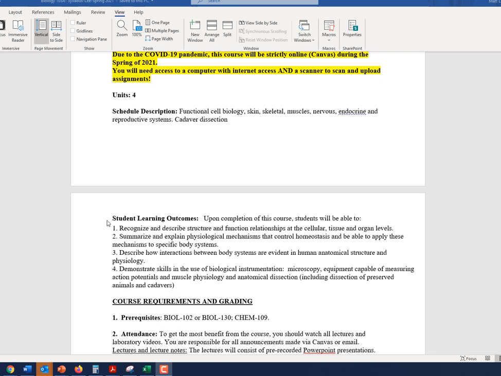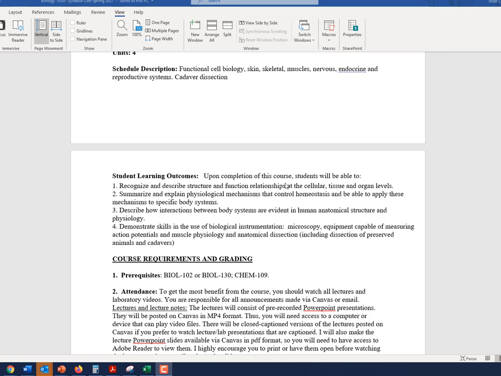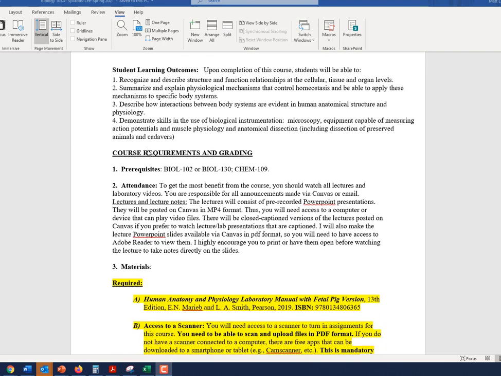So as far as the course goes, here's the schedule description. Student learning outcomes are here, so you can read through those. And what's important here are the course requirements and the way you're going to be graded. So prerequisites, you can see here, basic biology and chemistry.